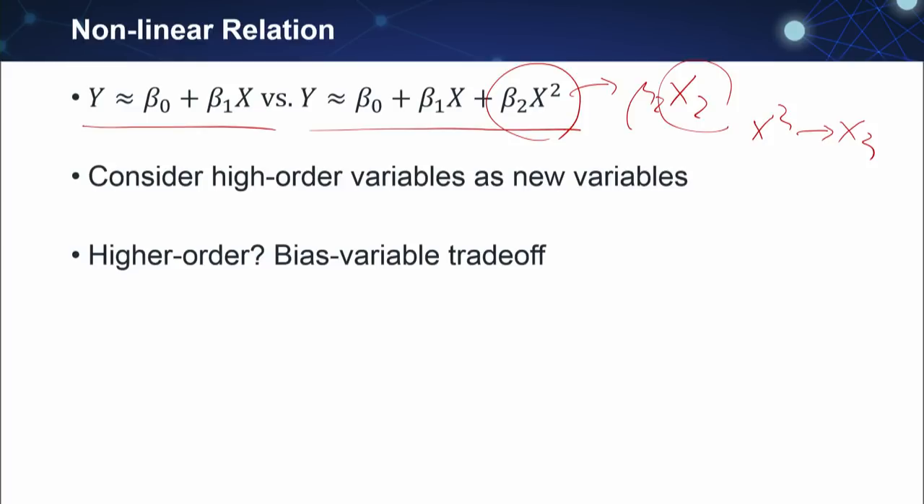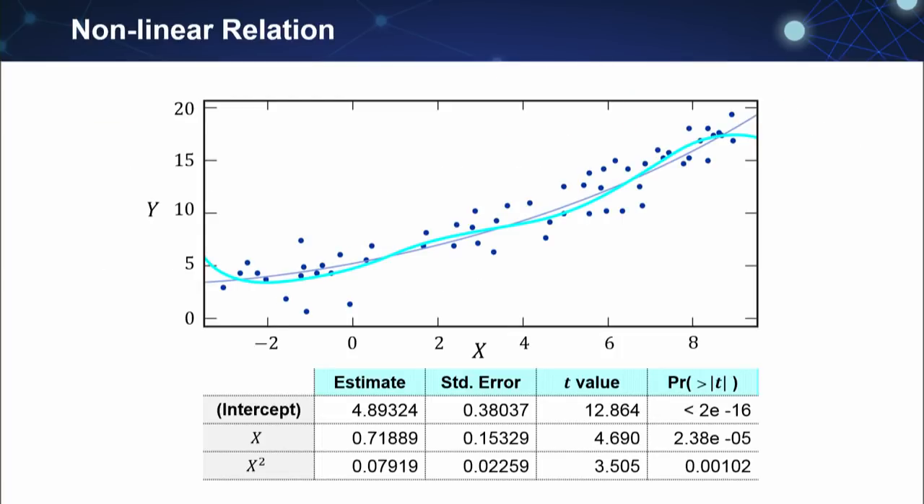Definitely, as the model includes more and higher terms, it has more variables and it becomes more flexible. Again, here is the bias and variance trade-off. This is an example. These points are observed points, and the black line is the fitted line.